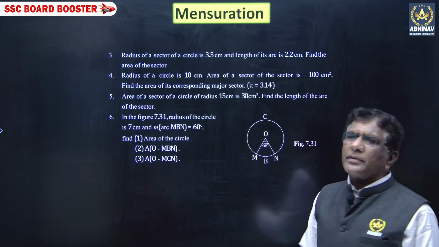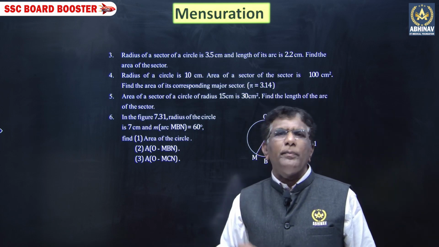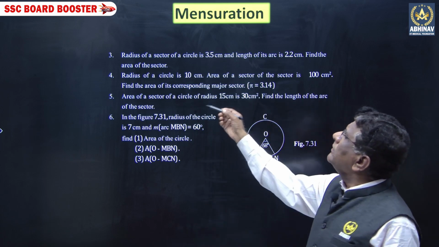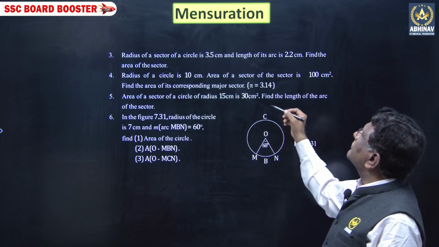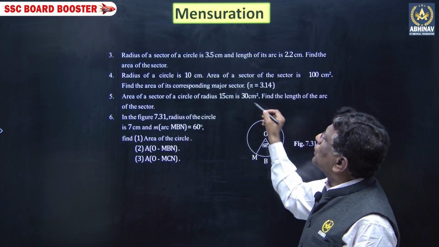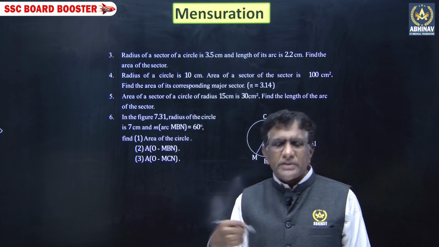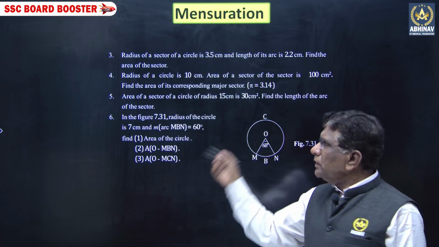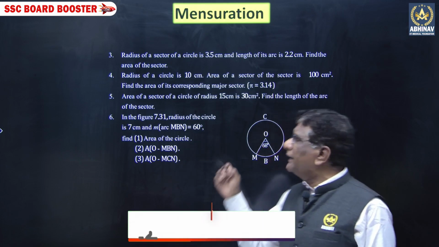Here also the radius of the circle is given. We have to find the area of the sector using the formula of area of sector. Then also we have to find the area of the sector when the radius is given, and also when the area of the sector is given, we have to find the length. So using the length formula of the sector, you can also find this length.